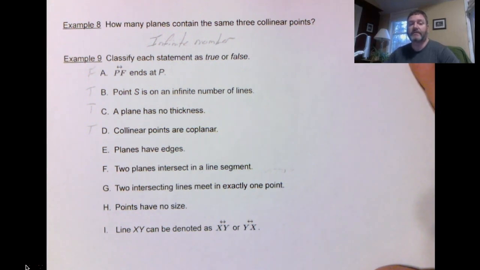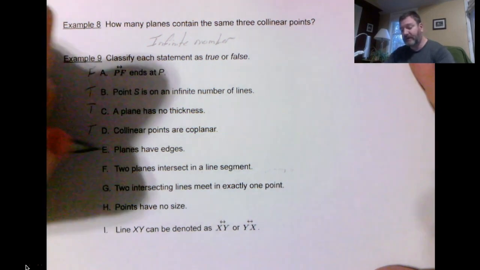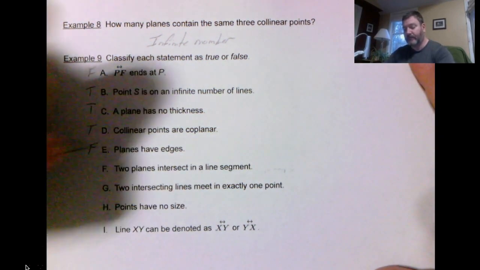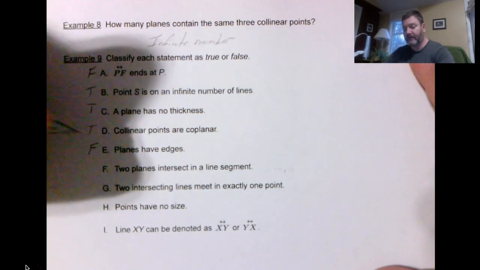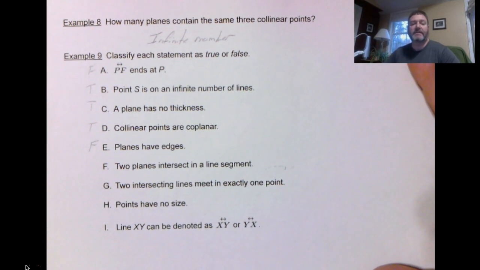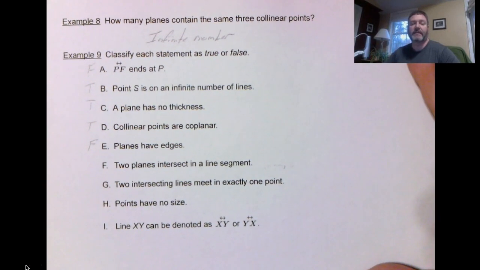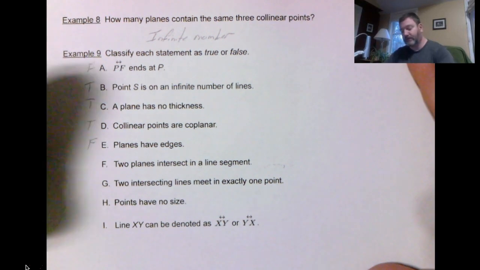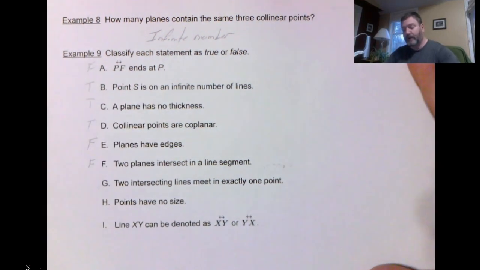Planes have edges. This is very similar, analogous to example 9a. Planes have edges is false. Just like lines don't have endpoints, planes do not have edges. Two planes intersect in a line segment. This is also false. Two planes intersect in a line, not a line segment.